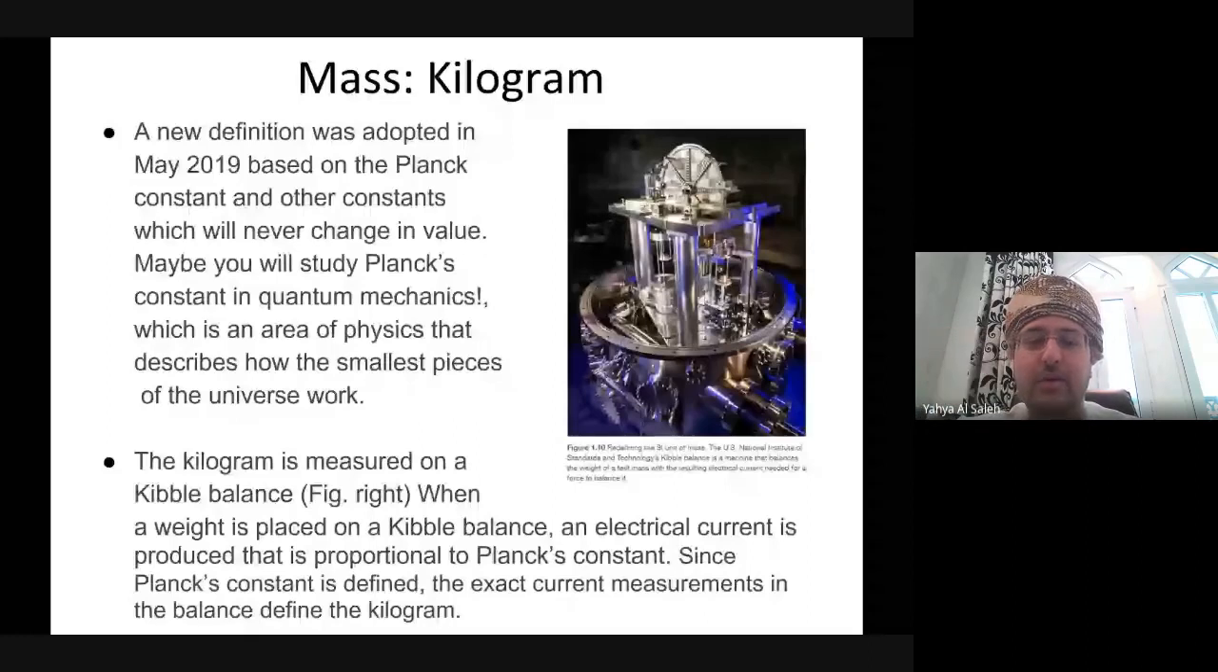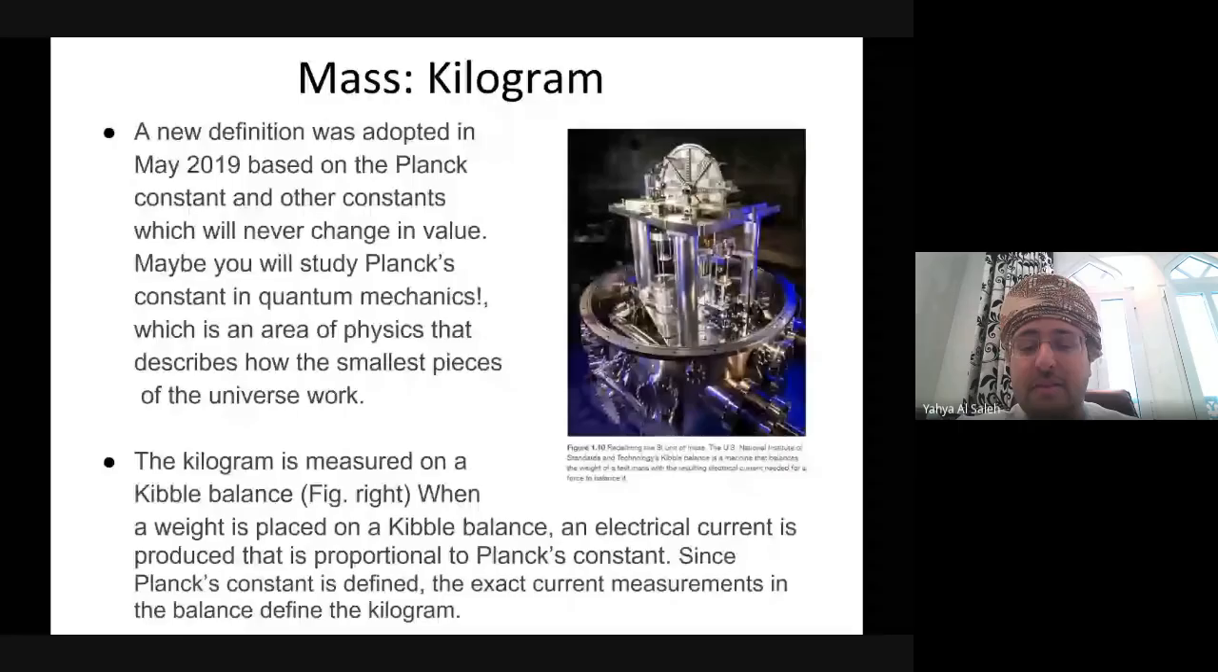So now the kilogram is measured using a Kibble balance, like that in the photo. When we place something in the Kibble balance, there's an electric current produced. That electric current has a certain proportion to Planck's constant. Things happen, and we get exactly what the kilogram is.